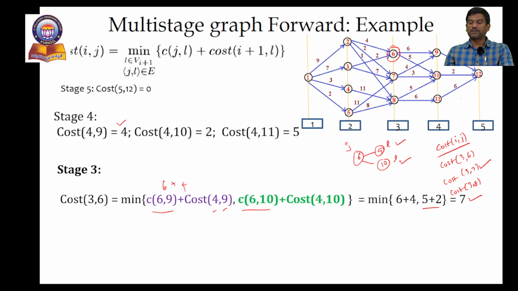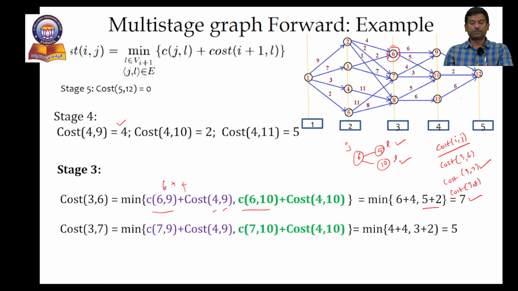From 7, what are the various edges which are connected? Those become the values of l. Here you can observe that from 7 we can reach 9, and from 7 we can reach 10. So two parts will be present, c of 7 comma 9 and c of 7 comma 10 plus cost of i plus 1 comma l, that is we are at stage 3, cost of 4 to 9, and similarly cost of 4 comma 10, and you get the values 4 plus 4 and 3 plus 2. Between these two, the minimum will be equal to 5.